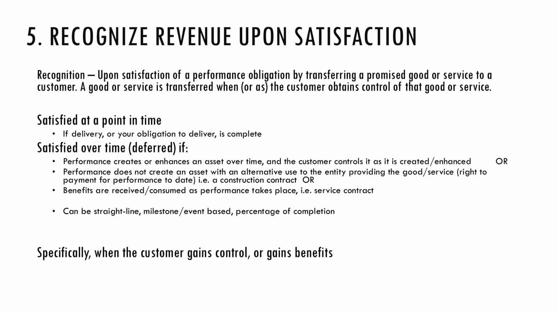It says the performance does not create an asset with an alternative use. So I'm not in the mall business. I don't want to run the mall. I'm building this thing for you. So you're going to pay me over time. I can recognize over time. And you might use something like the percentage of completion or matching your revenues with your expenses, that kind of thing. That is still part of 606.